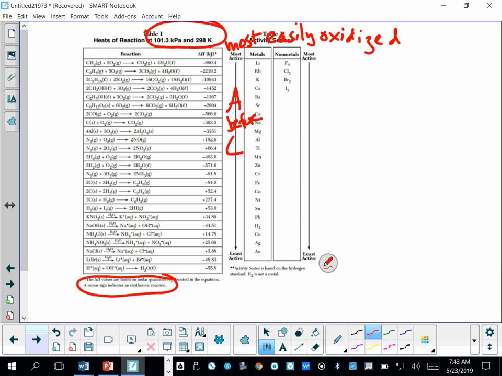And we can use table J to work out if you have two metals, which one is the anode, which one is the cathode. The anode will be higher up on table J because it's going to be oxidized. The cathode will be lower down on table J because it's going to be reduced. So A before C.